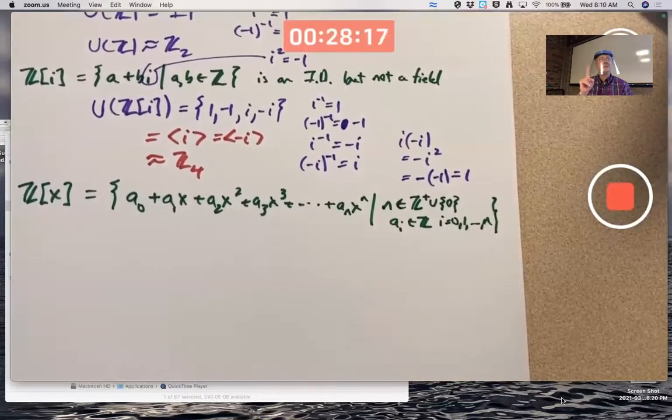Unity is the constant polynomial 1, which you technically shouldn't think of as the number 1. You should think of it as the constant polynomial 1, though it acts like the number 1 in many ways. If you graph it, it's a horizontal line, y equals 1. That would be the unity.